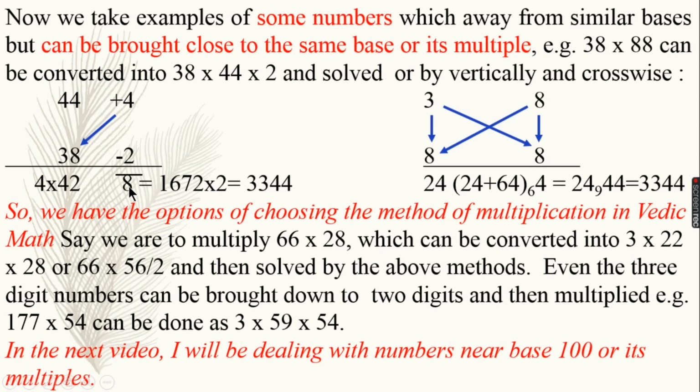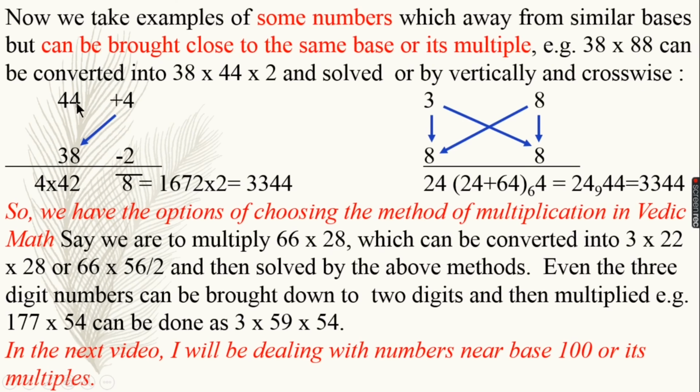So 4 into minus 2 is 8 bar, and then 42 into 4 is 168. 168 minus 1 is 167, and this 8 is to be subtracted from 10, or we can write the complement of this, that's one and the same thing. So we put 2 here. So 1672, because it's to be multiplied with 2, and so when we multiply this with 2, we get 3344.